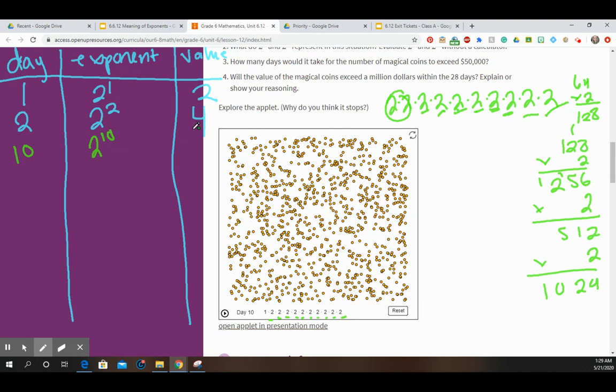So on day 10, I'm at $1,024 there. I know that it's going to double by the next day, right? So I'm seeing here this is going to go very, very quickly. So let's go ahead and watch this simulation, see what happens in a few days.